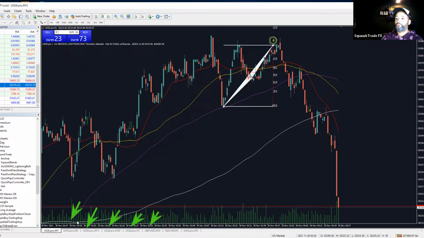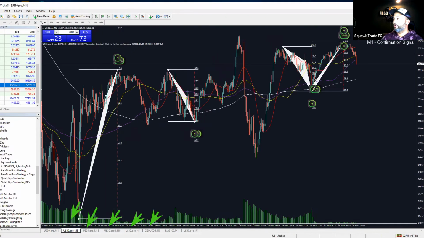Okay, so once I have my signals or my charts all set up, before we look at any of these lightning bolts, we need to understand a few basic principles with trading. One is we need to understand how to draw your support and resistance, right?